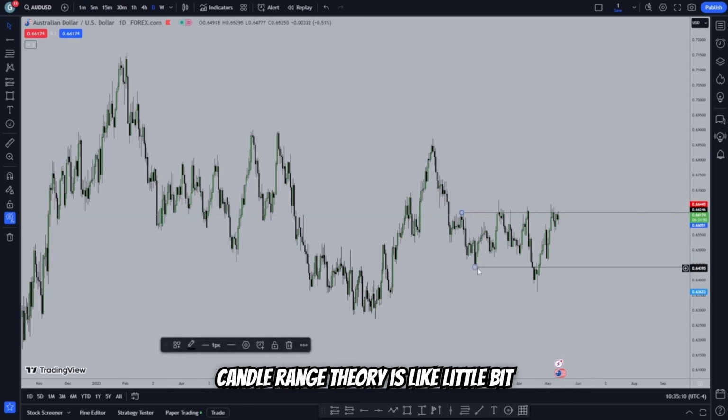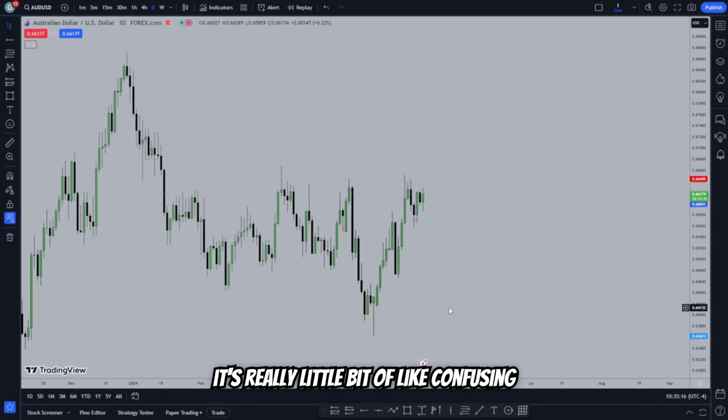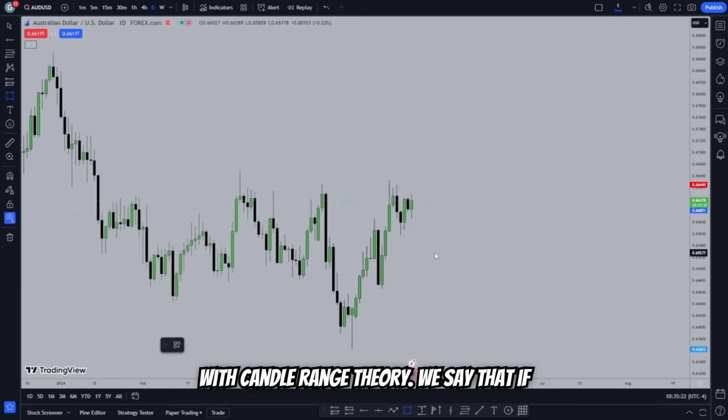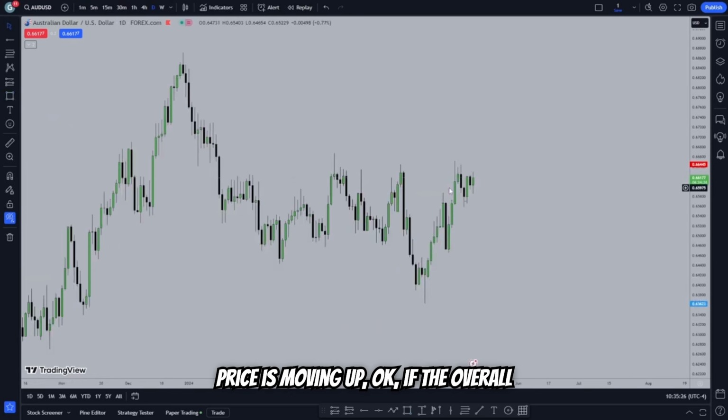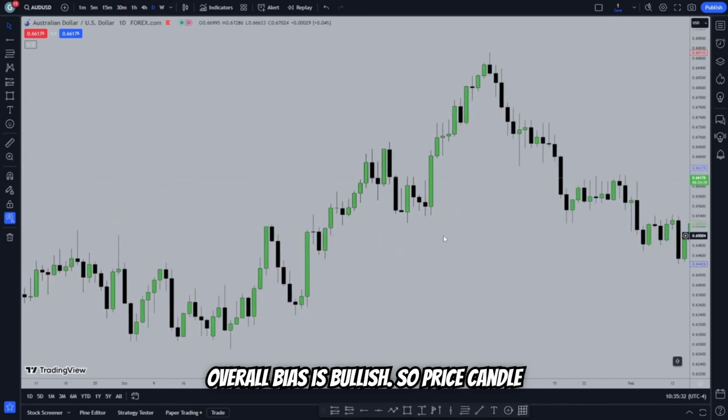But this candle range theory is a little bit confusing, but here it is. With candle range theory, we say that if price is moving up, if the overall bias of the price is bullish, so for example it was pure bullish over here, so overall bias is bullish, then price will go down, it will take the high of the previous day's candle, but it will not go and take the low of the previous day's candle.